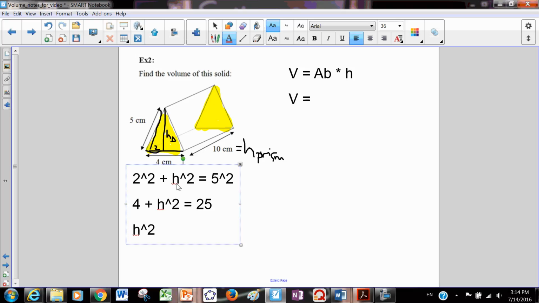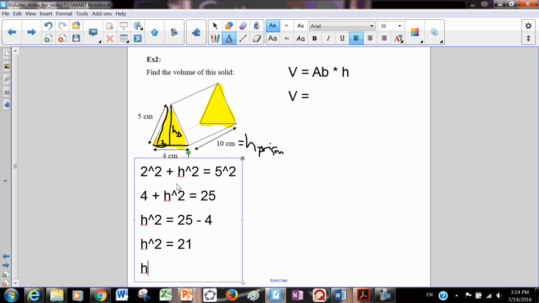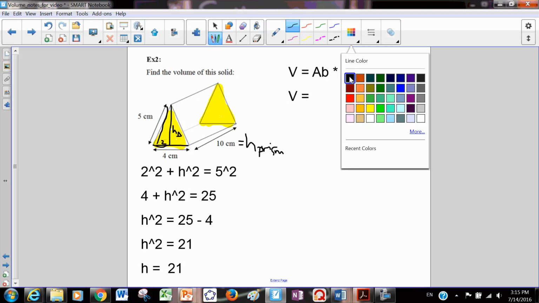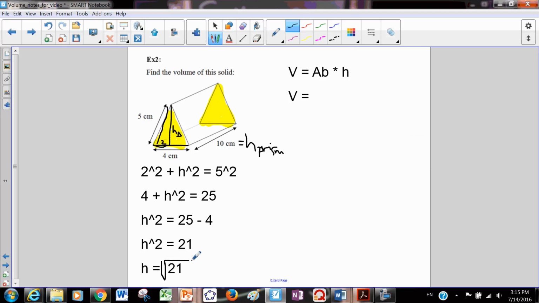To find our height, we need to get rid of the 4. So what do we have to do? Minus 4 on both sides. So h squared is going to be equal to 21. How do we find h? We square root. So square root of 21. If you do that on your calculator, did you get a precise value? Not really, huh? So we're going to leave it like that. I'm going to write it like this, using my pen to make it look more like square root of 21.